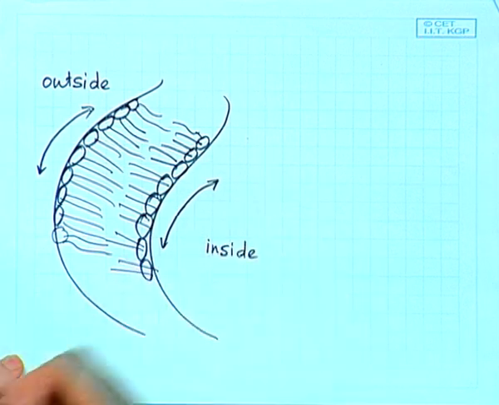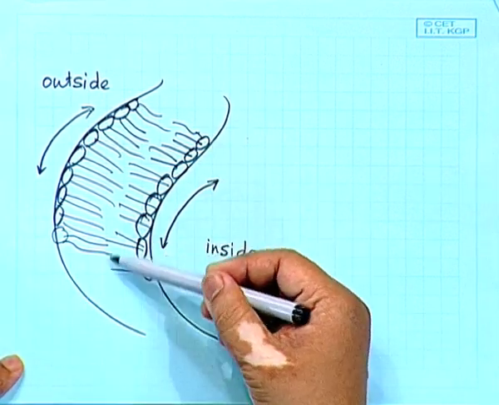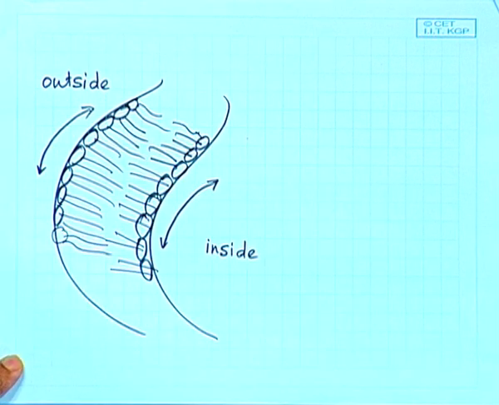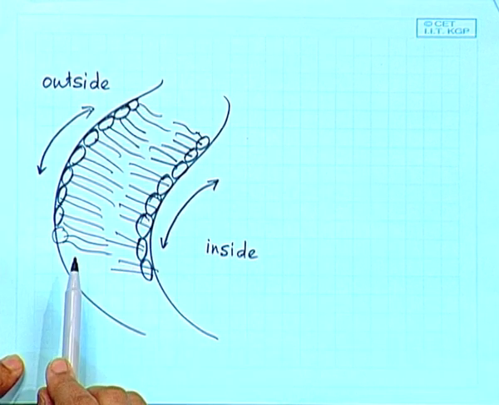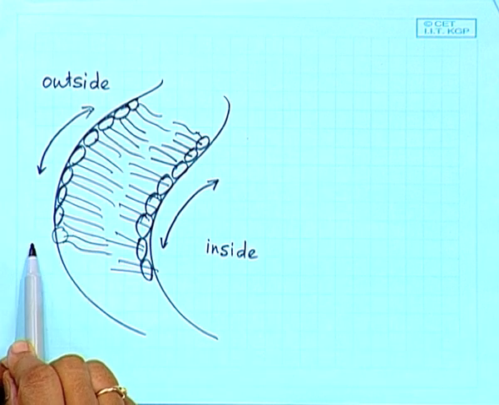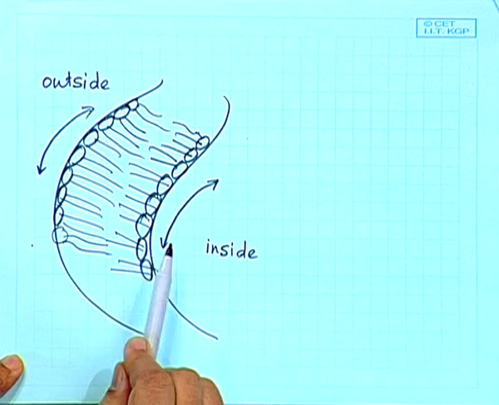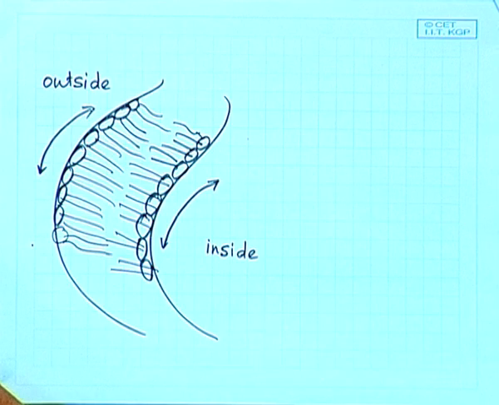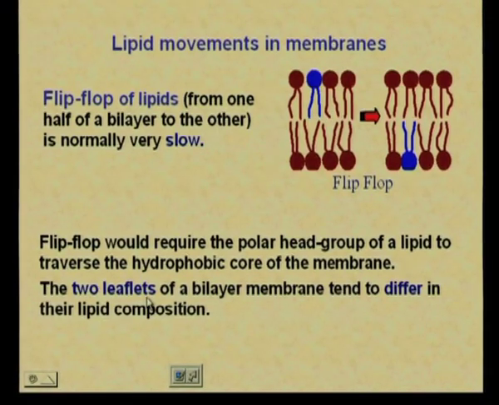For this curvature to occur, you cannot have the same types of lipids in the inner part and in the outer part. Okay? So, the lipid membrane is actually asymmetric in nature, where the types of lipids on the outer surface are not the same as the types of lipids in the inner surface. That is what we mean by saying that the two leaflets of the bilayer membrane differ in their lipid composition. They have to differ in the lipid composition because their curvature is different.